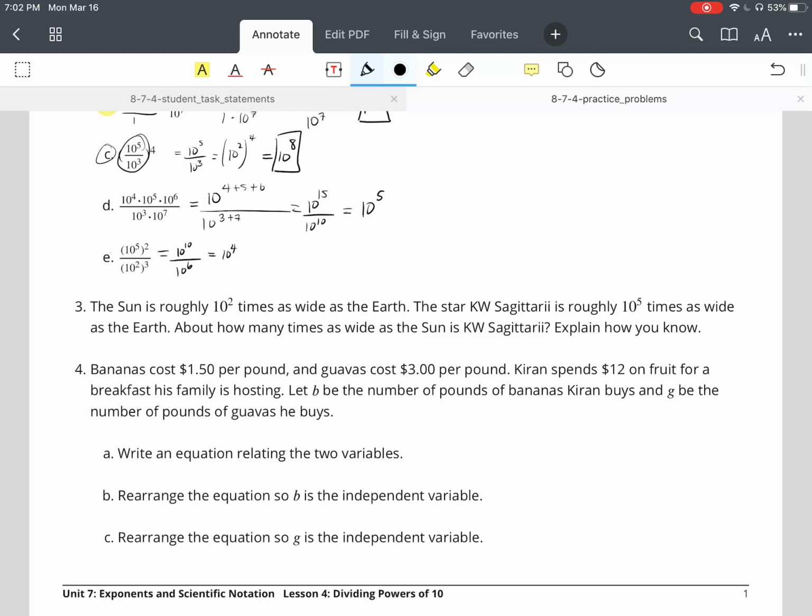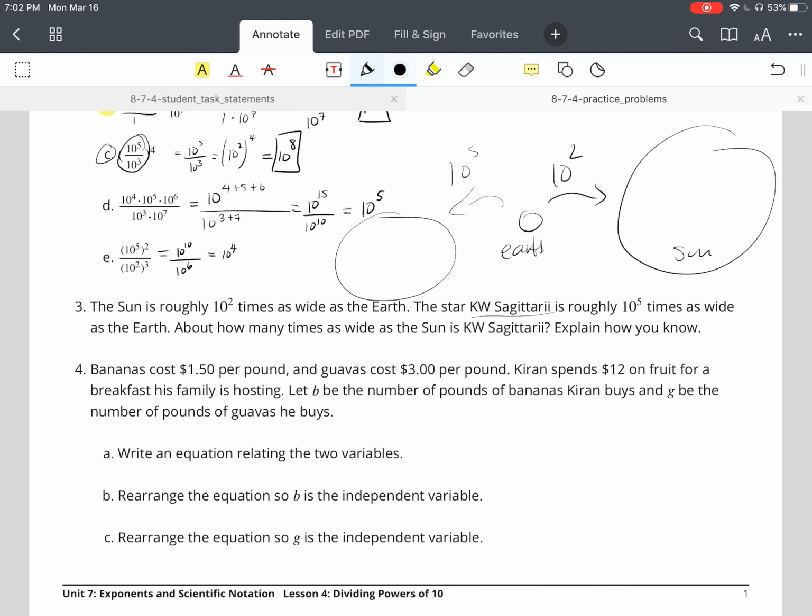Number 3. The sun is roughly 10 squared times as wide as the earth. And to put things into perspective, here's the sun. Here's earth. This is 10 squared times as big. The star Sagittarii is roughly 10 to the 5th times as wide as the earth. So we have another star, and that's 10 to the 5th. About how many times as wide as the sun is Sagittarius?